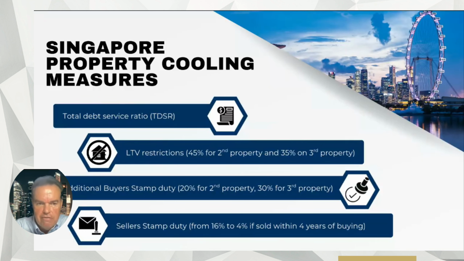And if that wasn't enough, if you sell the property within the first 4 years, you will basically get another stamp duty called seller's stamp duty. If you were to sell the property within the first year of buying it, you would pay a 16% seller's stamp duty, and that goes down each year by 4%. If you're selling in the fourth year, you would pay an additional 4%, and if you sell in the fifth year, then there's no additional seller's stamp duty to pay.